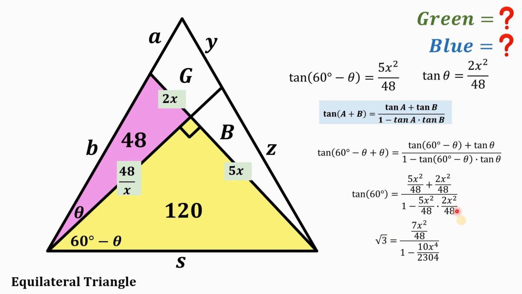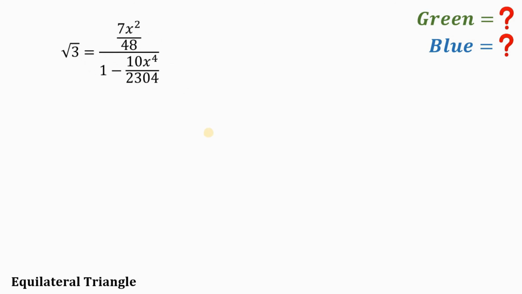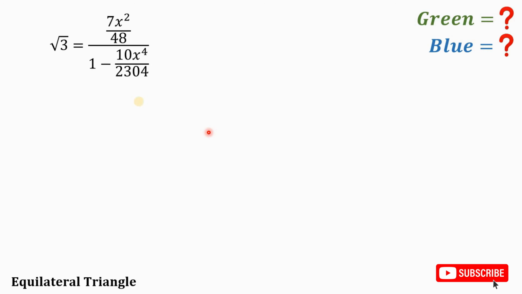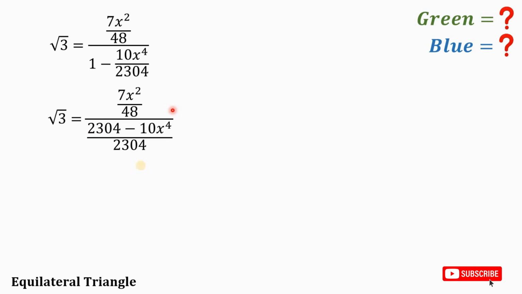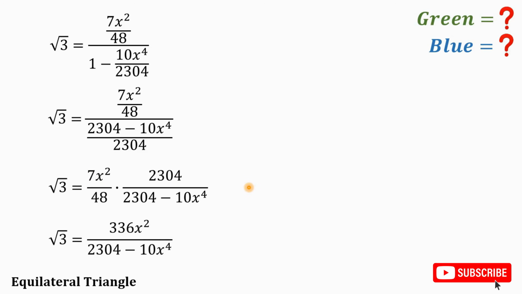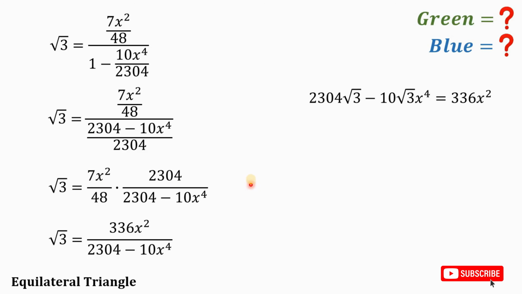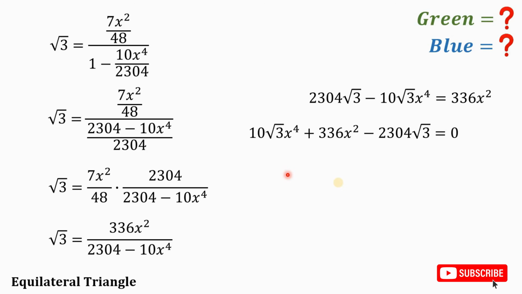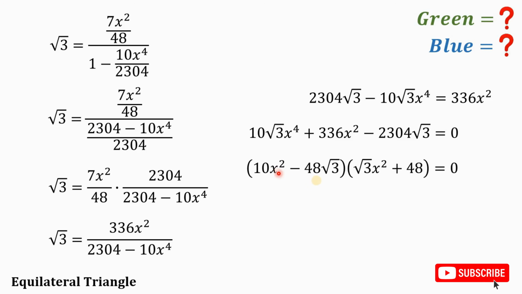Now simplify the numerator and the denominator. And now let's focus on this result. What we're going to do is to find the value of x squared. So a little bit of algebra. Let's simplify the denominator. Now simplify the right hand side, multiply the right hand side. Now cross multiply, equate this to 0. Now take note that we can factor this out nicely as 10x squared minus 48 times square root of 3 multiplied by square root of 3x squared plus 48.